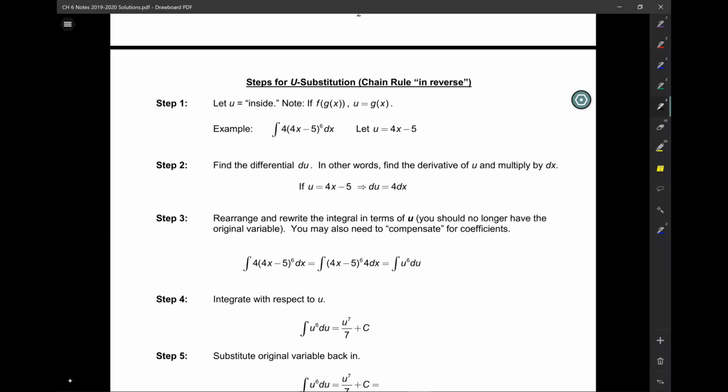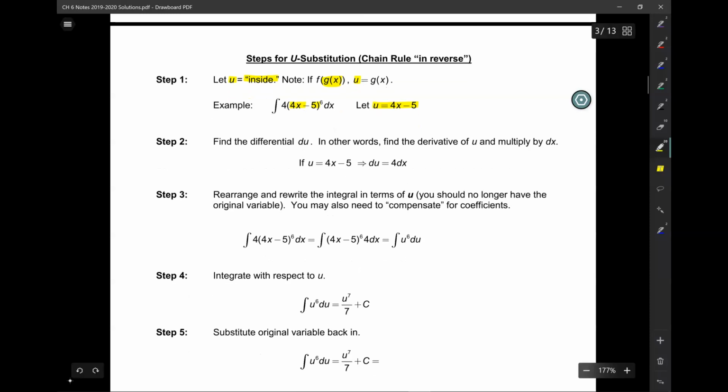What we do is this. Again, we have to figure out the outside function and the inside function. Usually, this is the hardest part, figuring out what those are. So u is going to be the inside function. If you have f of g of x, this inside function is u. For example, if I have something like 4 times (4x minus 5) to the 6, from the outside, it's something to the power of 6. So the inside function here is u. First you have to identify u.